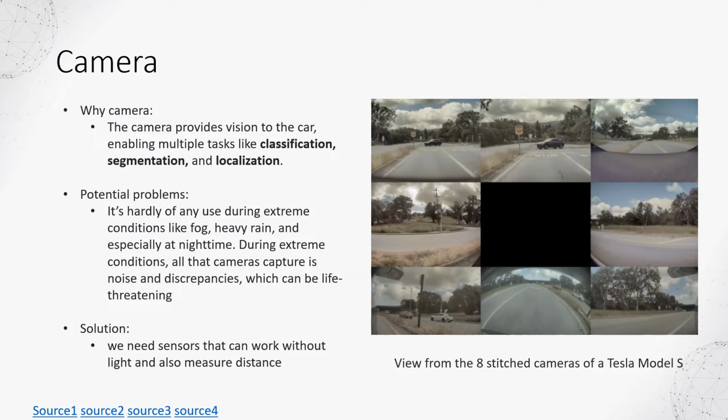Cameras mostly work pretty well in perception. However, they have their own limitations, especially in extreme weather conditions like rain and fog, where the data from the camera could be noisy and inconsistent. Besides, cameras mostly won't work very well during nighttime. So in order to solve this problem, we might need cameras to work together with other sensors, which are less light dependent and also able to measure distance.